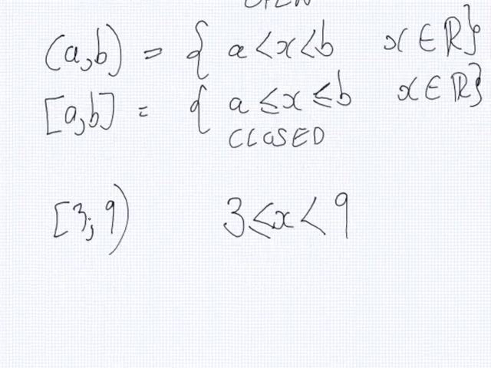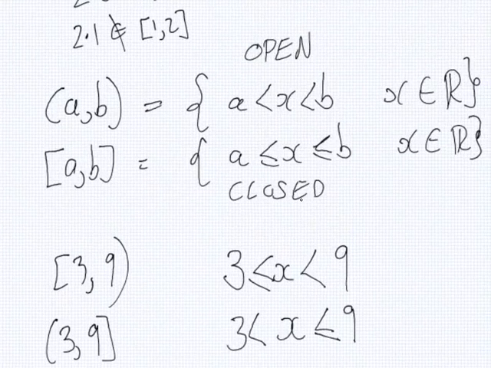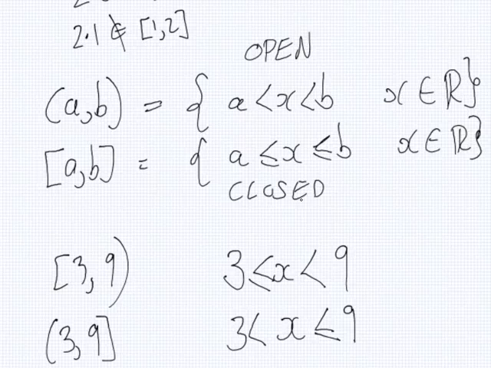Oh yeah, of course, yes. We can have like open and closed. So this would be all the numbers bigger than 3 and less than or equal to 9.